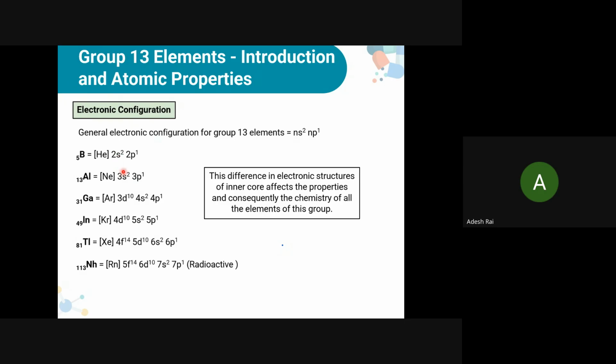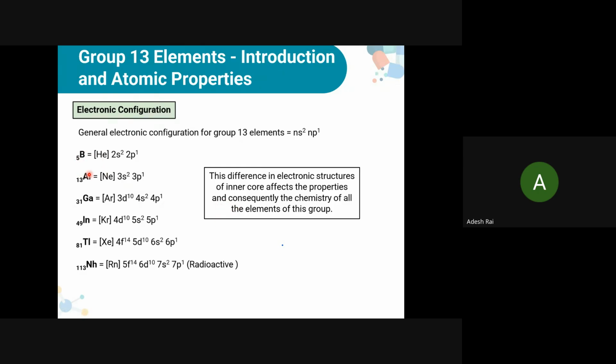As a result, from 2, 3, and 4, you are moving over 5, then 6, then 7. Is that clear to everyone? Now, this difference in linear structure of inner core affects the properties and consequently the chemistry of all the elements of this group. Now, we'll study what we mean by inner core. Okay, we'll come to that point.